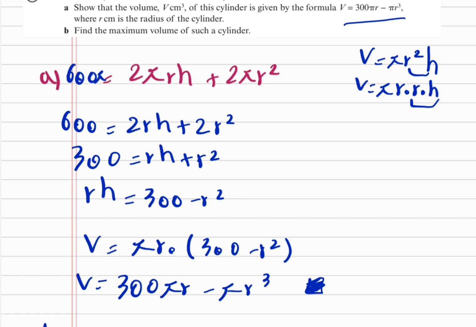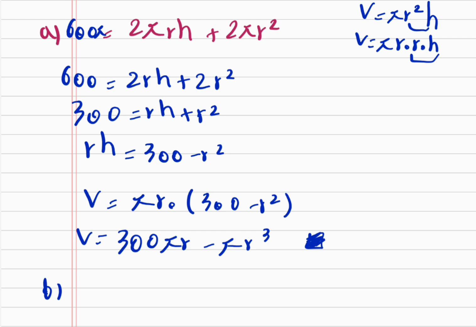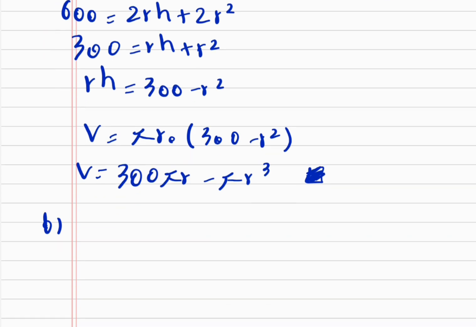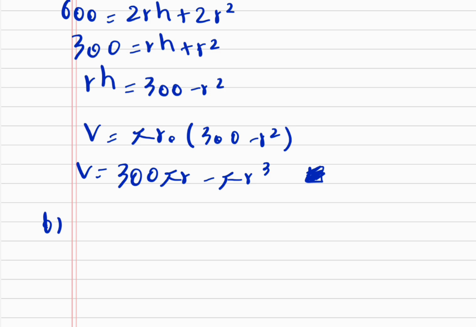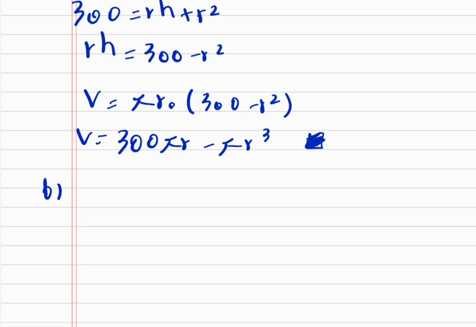For part B, we want to find a maximum volume of the cylinder. So again, this is an optimization question. So that means we need to differentiate, then find the stationary point, which happens to be the maximum, and then find the corresponding v value for that.